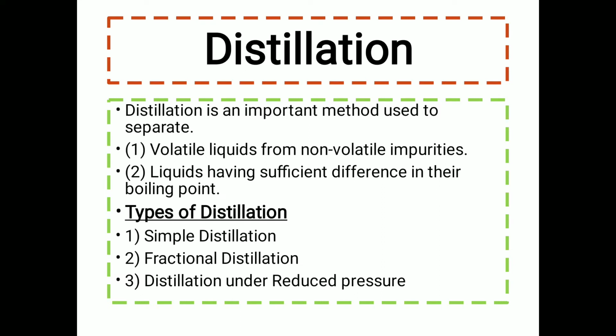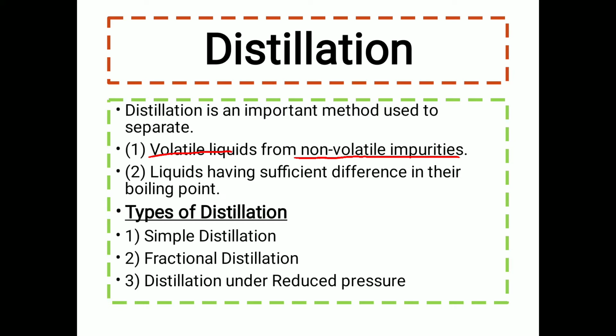Now what is meant by the distillation process? Distillation is an important method which is used to separate volatile liquids from non-volatile impurities. Now the question that arises in our mind is, what is meant by volatile liquids? Volatile liquids means liquids which can be easily evaporated. For example, acetone, nail remover, and a simple example is hand sanitizer.